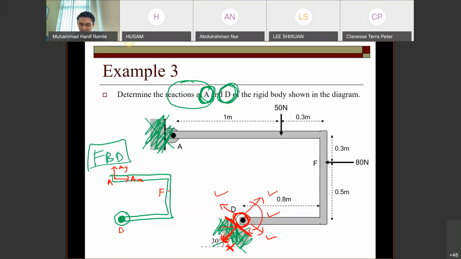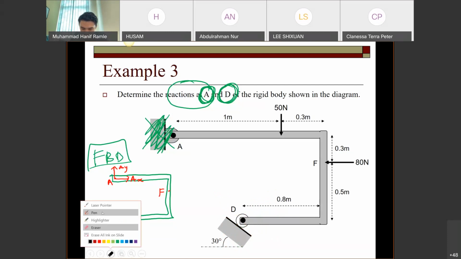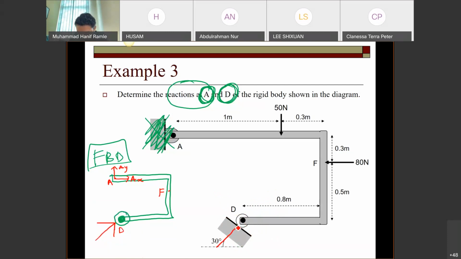So the reaction must be pointing to the roller. It should be perpendicular like this. It must be perpendicular to the surface. So this is the reaction. Let's say I put it as D.